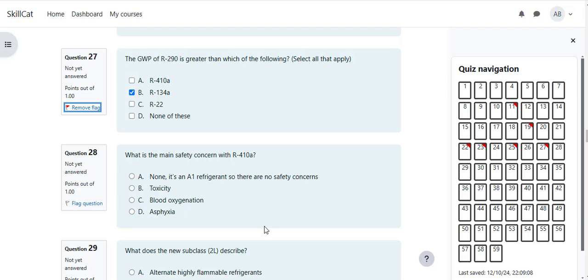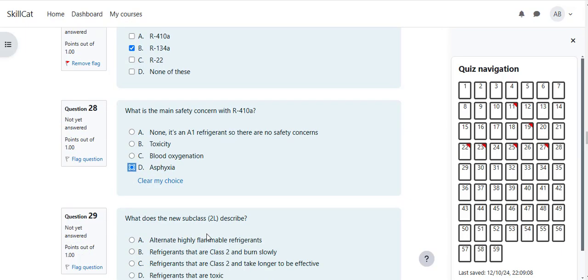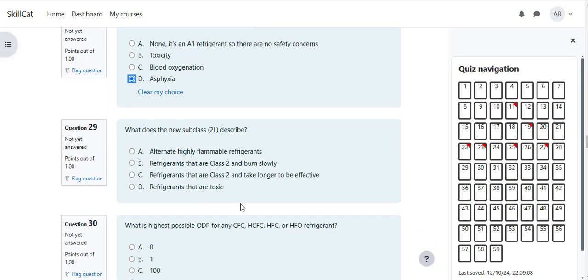What is the main safety concern with R400? Let's fix it. What does the new subclass 2L describe? It describes alternative refrigerants that are class 2 and burn slowly. Refrigerants that are class 2 and take longer to be effective. Refrigerants that are toxic. I think this one.